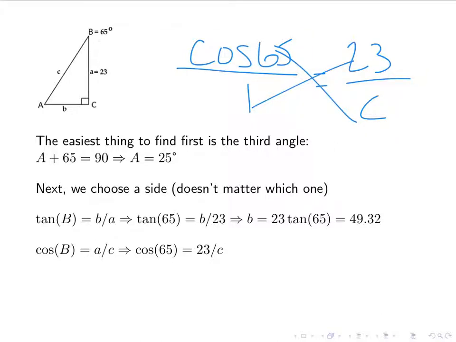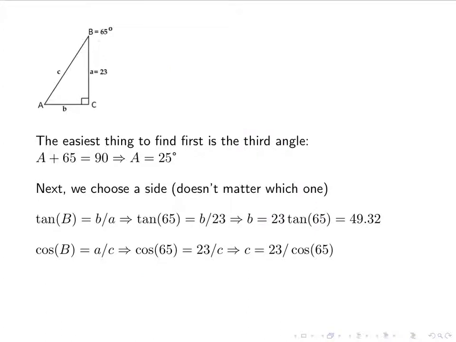Or I can multiply both sides by c and then divide by cosine of 65. So whether I'm just multiplying by c to get it out of the denominator or cross multiplication, either way, you're going to get that c is 23 divided by cosine of 65. So make sure you're solving these correctly.